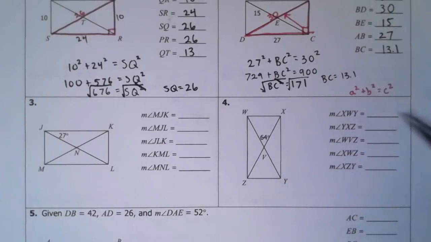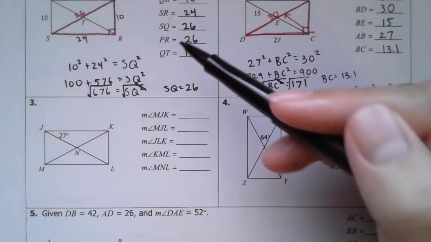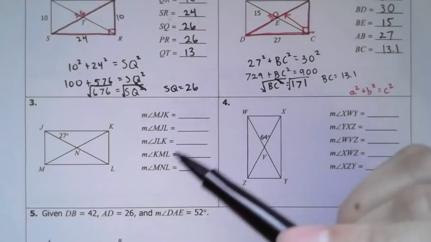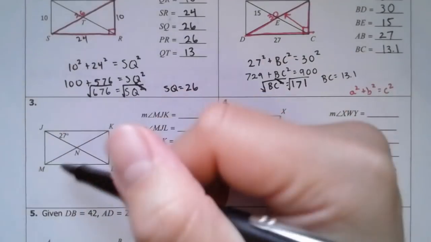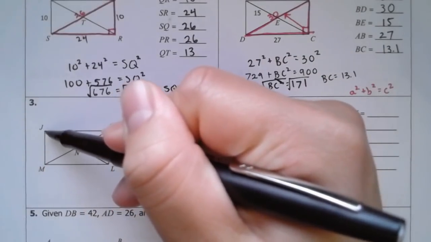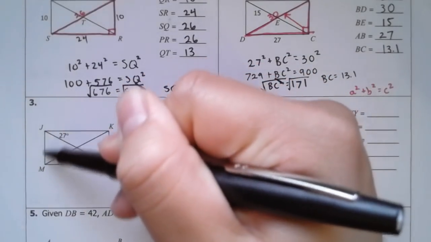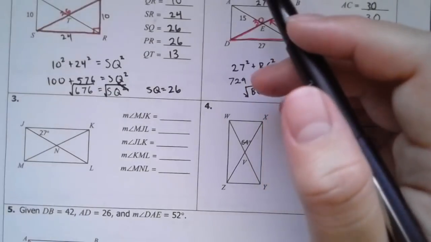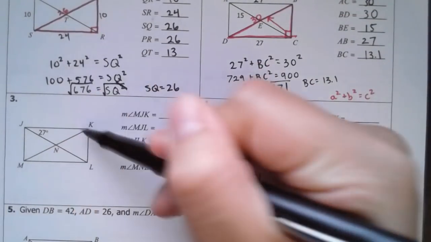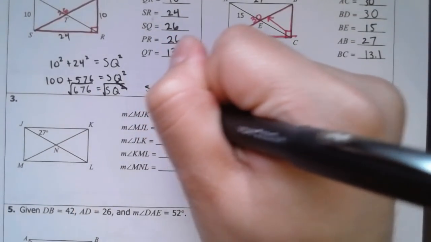Number 3, this time instead of finding lengths of sides, I'm finding measures of angles. Number 3, I need angle MJK. MJK is right here, the entire angle. We know that all 4 angles are right angles, so this time it's asking for one entire corner, so it is going to be 90 degrees.